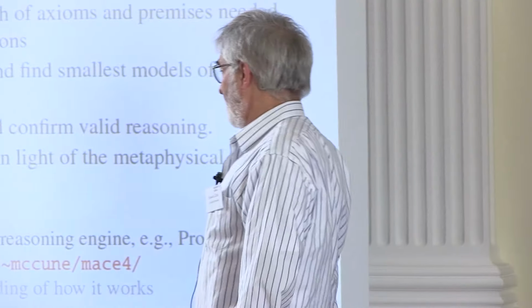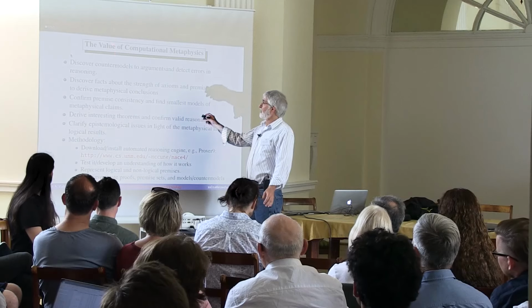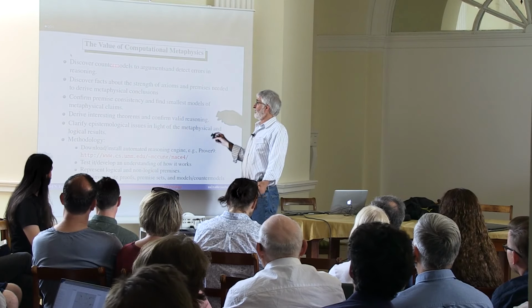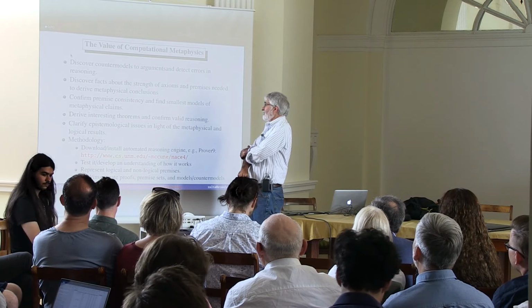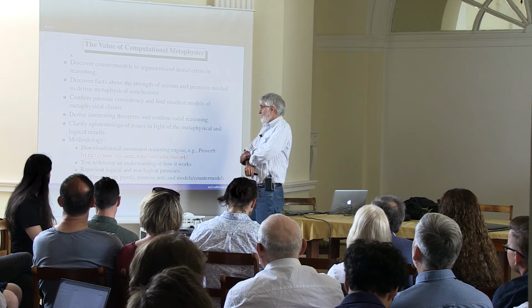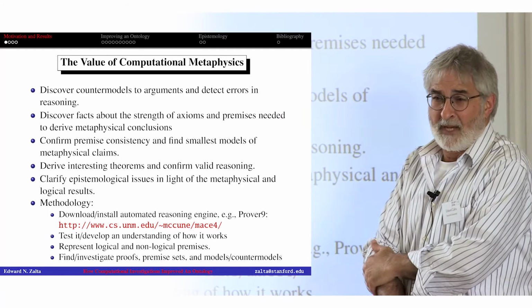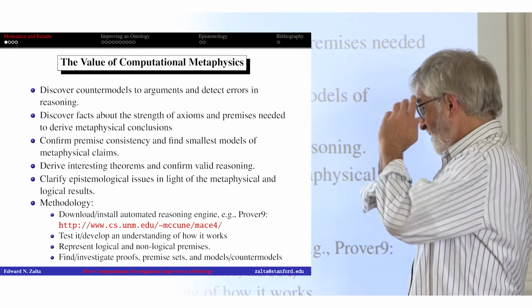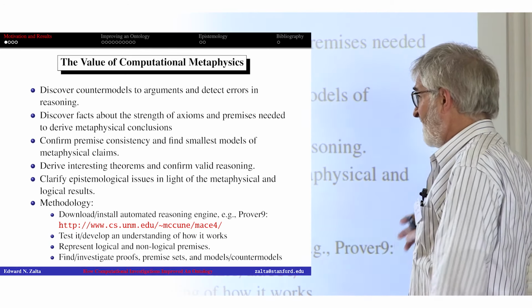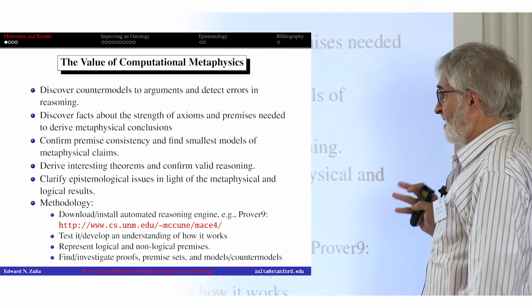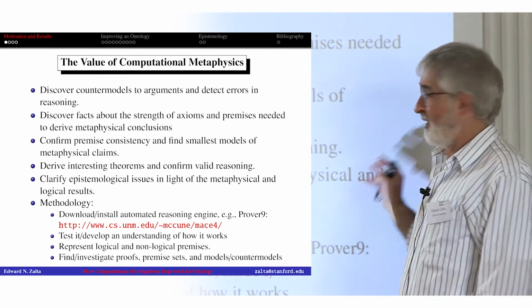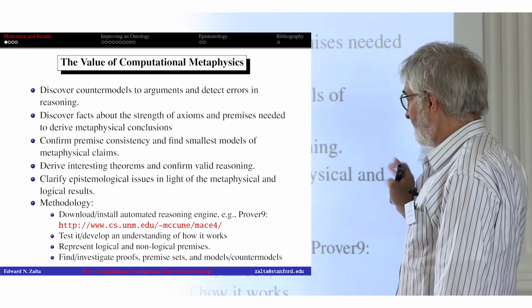So the value of computational metaphysics, it's really very easy to say. You discover counter models to arguments and you detect errors in reasoning. You discover facts about the strengths of axioms and premises. You can confirm the consistency of your premises and find the smallest models of your metaphysical claims. You can derive interesting theorems and confirm valid reasonings. You can clarify epistemological issues in light of the metaphysical and logical results. And I hope there'll be time for me to do that. I'm going to try to reserve time for that.